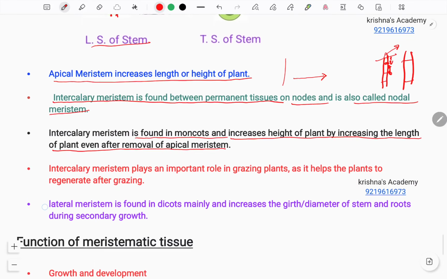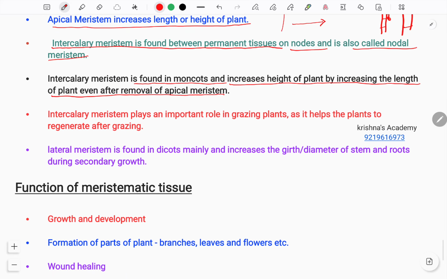Now, another important factor regarding the intercalary meristem. Intercalary meristem plays an important role in grazing plants, as it helps the plant regenerate after grazing. This is a regularly asked question in different competitive exams. Which tissue helps grazing plants regenerate themselves? Options may be apical meristem, lateral meristem, intercalary meristem, secondary meristem. So the answer will be the intercalary meristem.